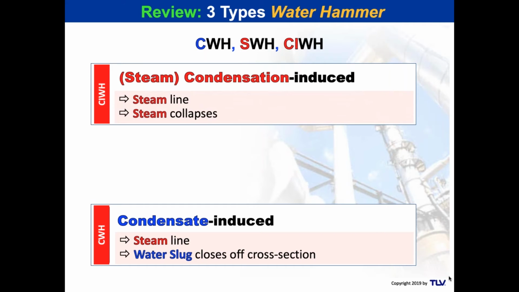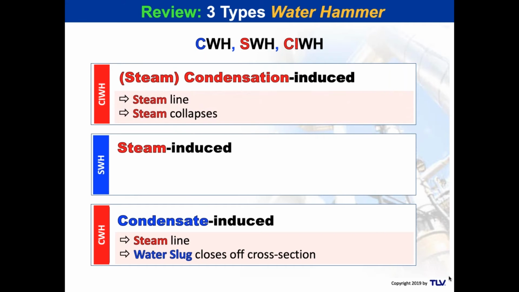So they're both red, so they both occur in a steam line. And this one is blue, so that means it occurs in a condensate line, and that's called steam-induced water hammer. That's when a condensate line has steam collapse. Wait a minute, the one above it has steam collapsing, and the one beneath it in the middle has steam collapsing. What is that?